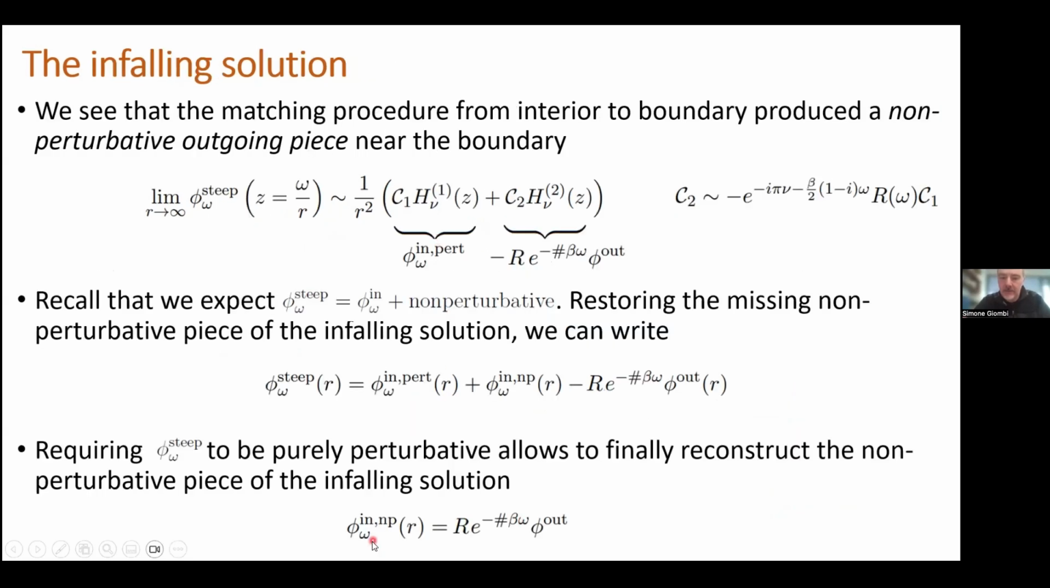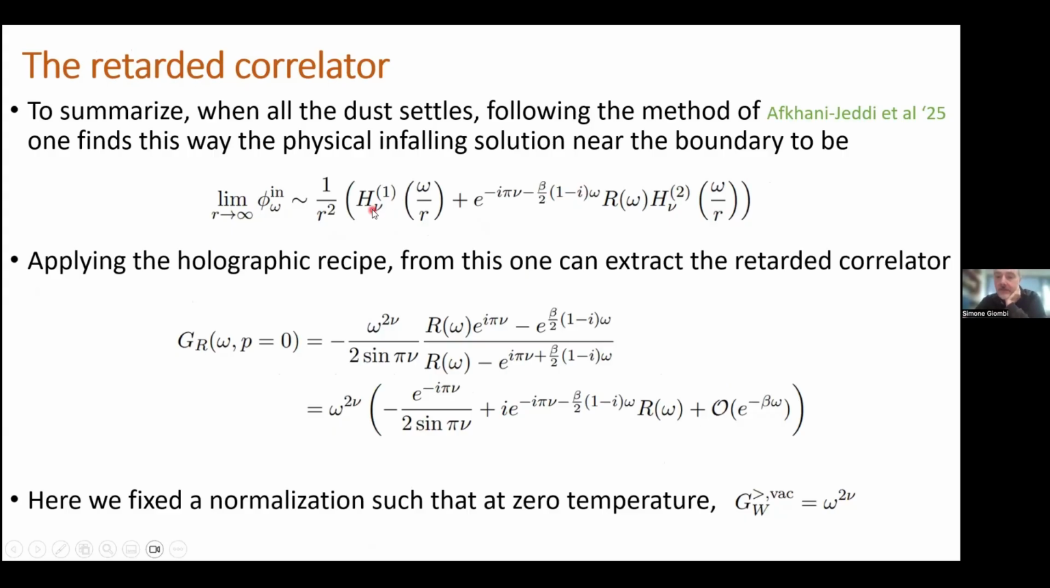So you just use this identification, and then this is the physical infalling solution, where you have Hankel 1 and Hankel 2, and Hankel 2 is this outgoing mode, which has this reflection coefficient. And from this now, finally, you can extract the retarded correlator by expanding this at large R and taking the ratio of the normalizable and non-normalizable mode. Okay, and that's the result, and this gives these non-perturbative corrections. And here I only kept the leading one of the perturbative expansion, which comes from this analysis, but that can be improved by adding the series, by doing the near boundary analysis to higher orders.